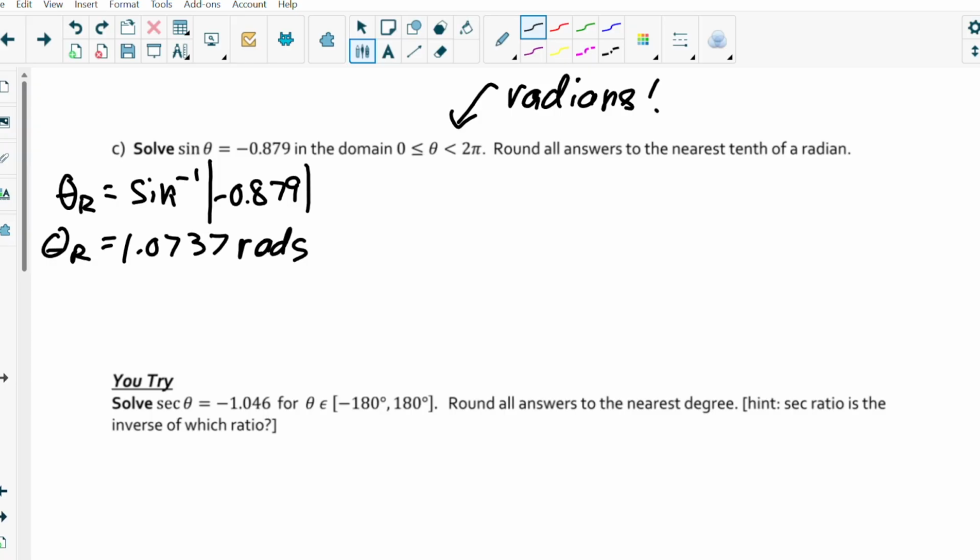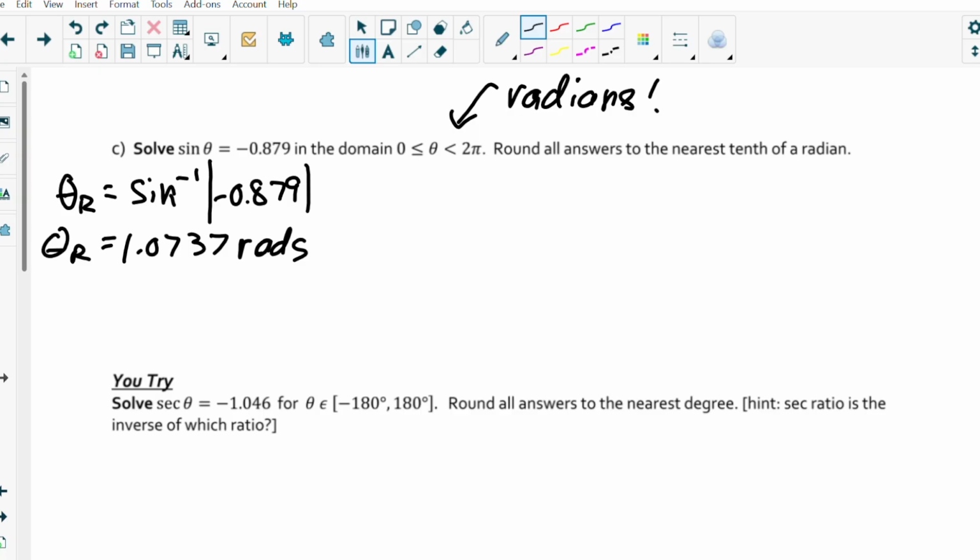If you don't use the absolute value and you do inverse sine of negative 0.879, you get a totally different radian value. You get the negative of that, negative 1.0737 radians. So you want to do the reference angle first, and then you want to look at each case based on the sign of the ratio, the positive or negative sign. Okay, so I have a reference angle of 1.0737 radians.